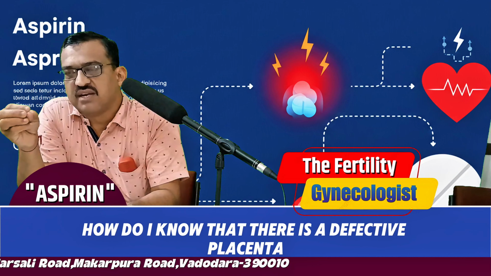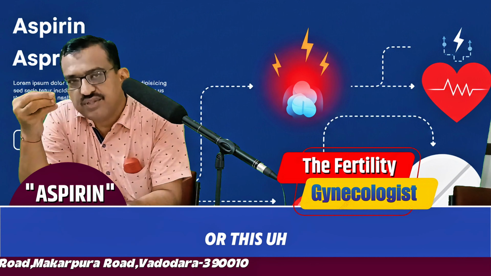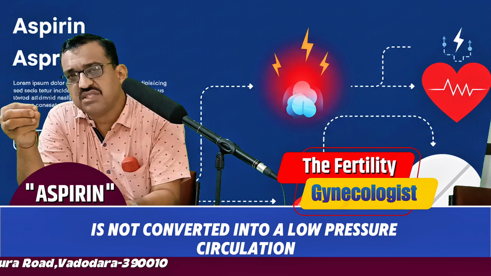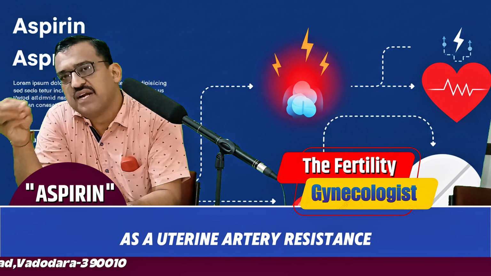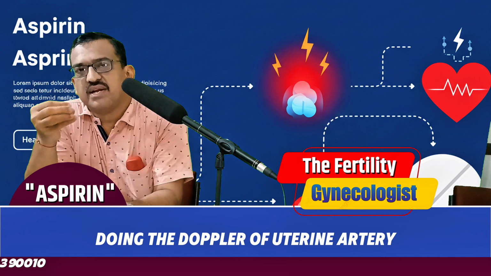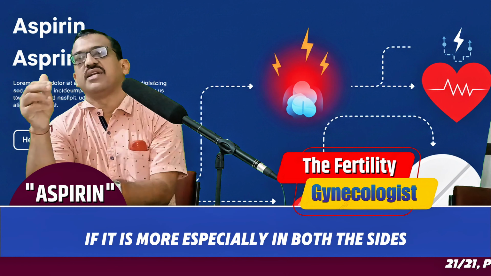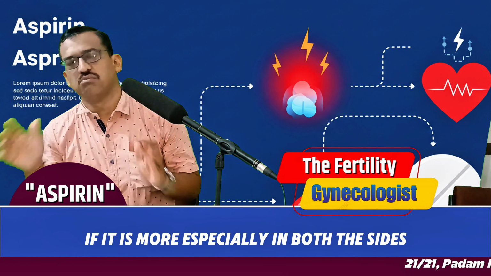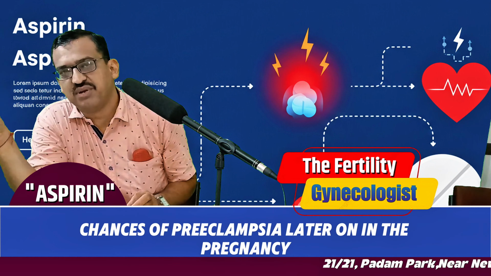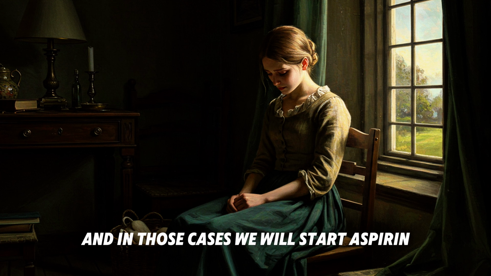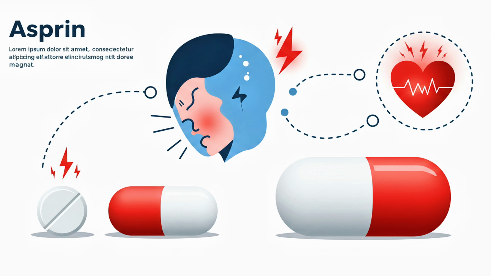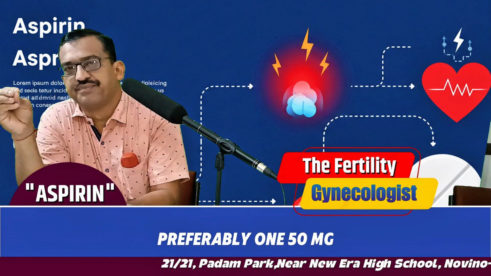How do I know that there is a defective placenta or this high pressure circulation is not converted into a low pressure circulation? There is something called uterine artery resistance, which we get to know by doing the Doppler of the uterine artery and the uterine artery PI. If it is high, especially on both sides, then it tells me that there are increased chances of preeclampsia later on in the pregnancy, and in those cases we will start aspirin, preferably 150 milligram.